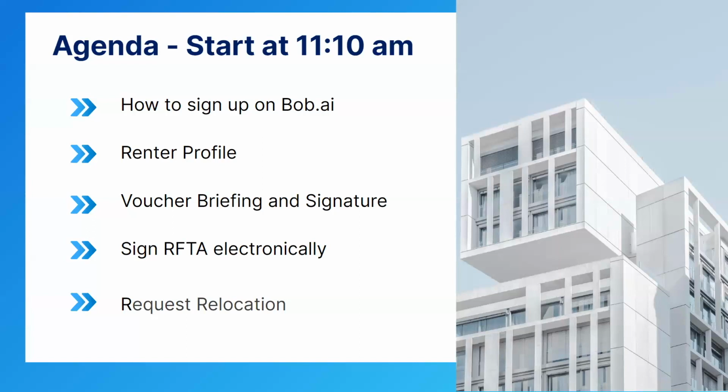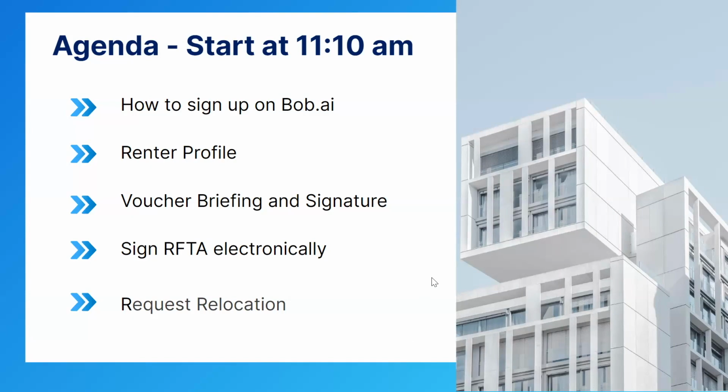I'm going to show you how to use Bob AI to create your renter profile, sign your voucher online, watch the virtual voucher briefing, and also how to sign your RFTA electronically and how to request a relocation. We will show you how to do this on your PC, but note that you can also download the Bob AI mobile app for both Android and iOS. And we will show how this part also works on your mobile phones.